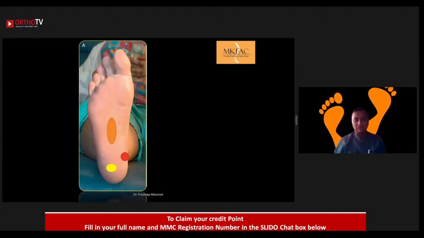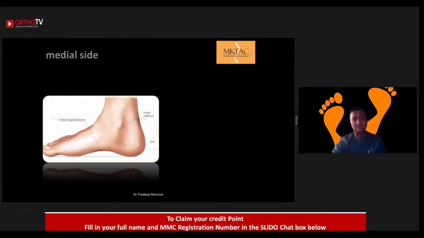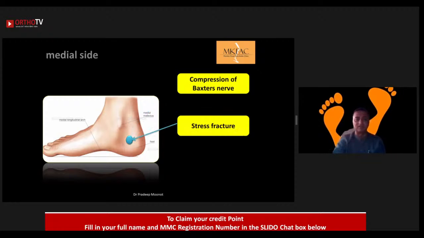So for example, if a patient complains of pain either in the center of the heel on the medial side, this area, or even in the midfoot area, these are still telltale signs of plantar fasciitis. You have quite a few patients who complain of pain on the middle part, on the arch of the foot, which is still plantar fasciitis. On the medial side, pain around this area, compression of the Baxter's nerve, which is at the junction of the medial and the plantar side.